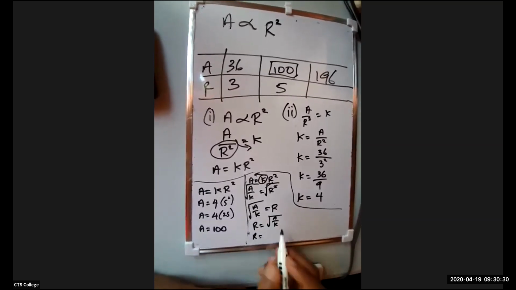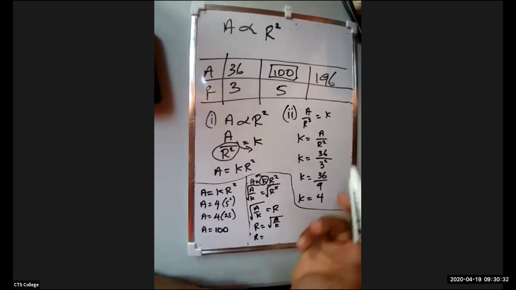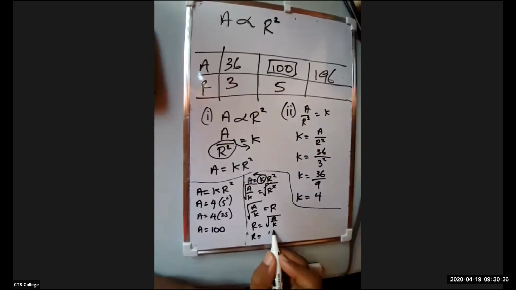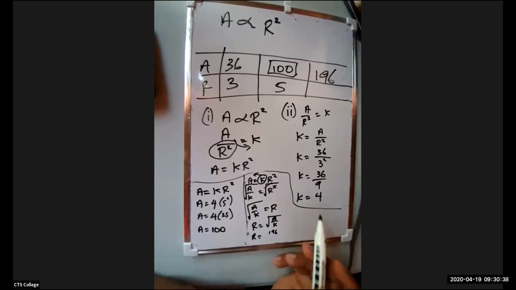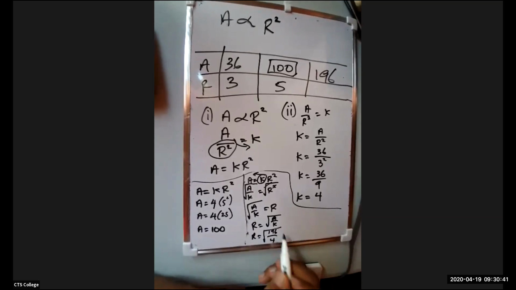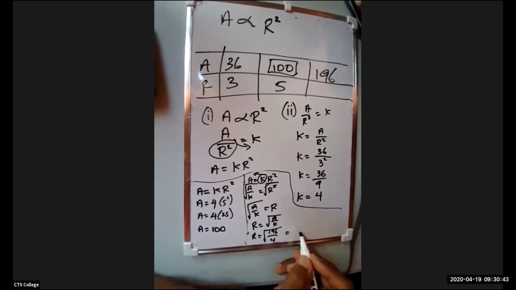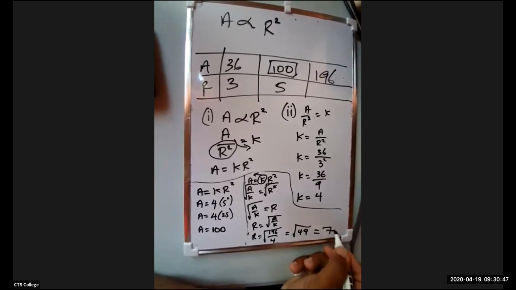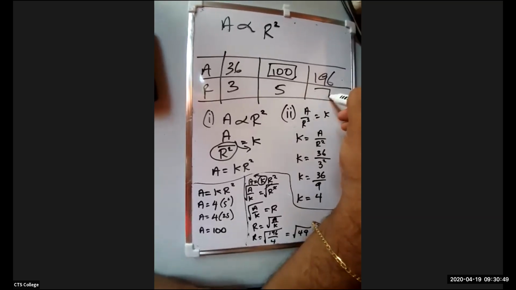And we know that A is 196 from here. All these values are A. So it's 196. And we know the value of K is 4 over 4. Right? And 196 over 4 will give us 49. And of course, the square root of 49 is 7. So that's how I know the value for here is 7.